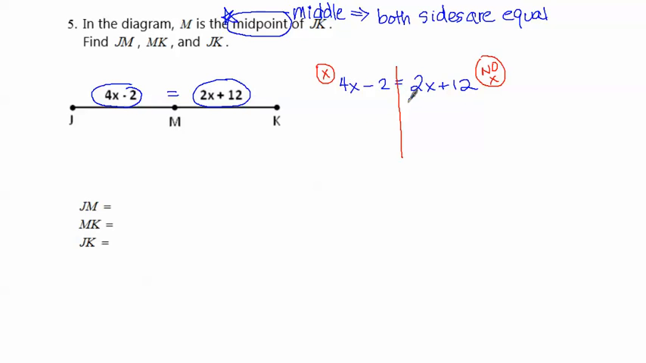But for now, while we get used to this, the 4x has an x and it's sitting on the x side, so that one's good. The negative 2 here does not have an x, so it doesn't go here. So I need to take it away. So to cancel out a negative 2, we always use the opposite sign. So now we're going to add 2. And what I do on one side, I do on the other. So we have 4x is equal to 2x plus 14.